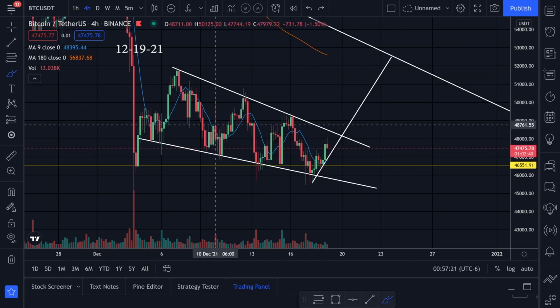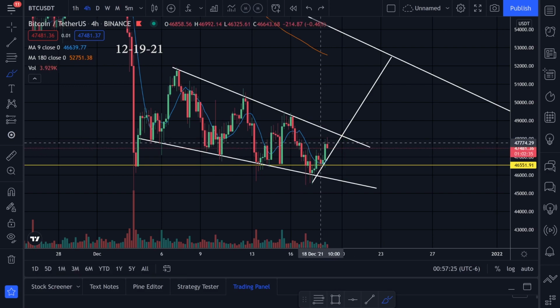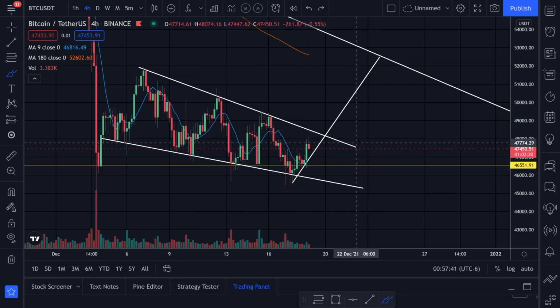Let's see if we could even keep this momentum going up or if we get rejected right here. This is the spot that I'm looking at. Are we going to go down or are we going to break up? Let me know what you guys think.